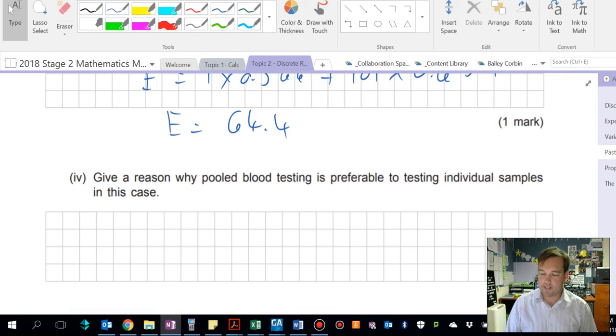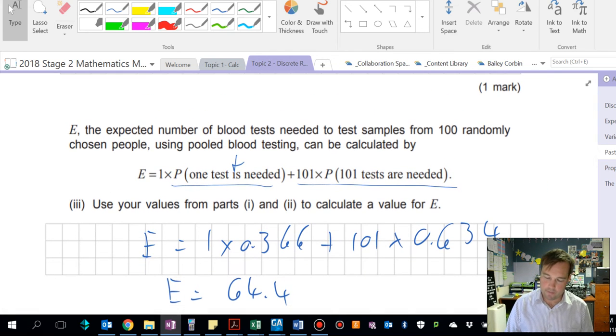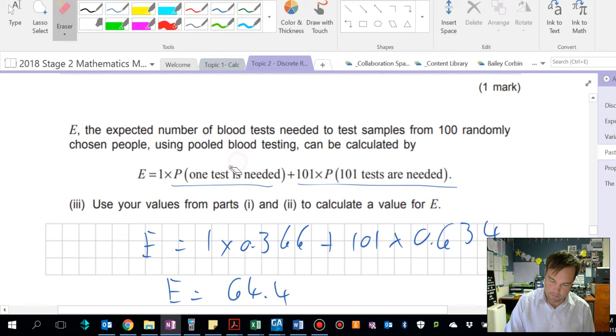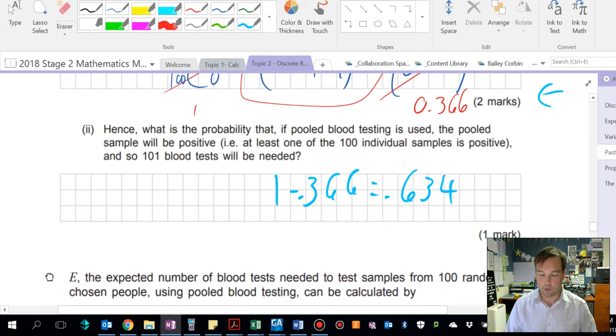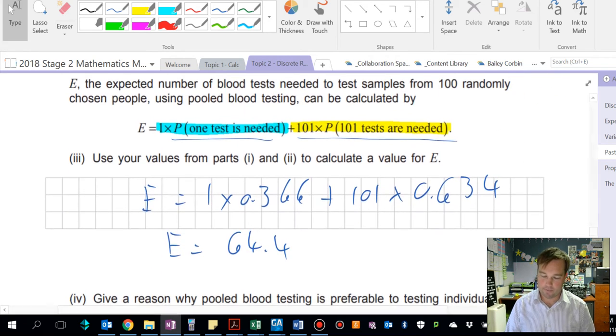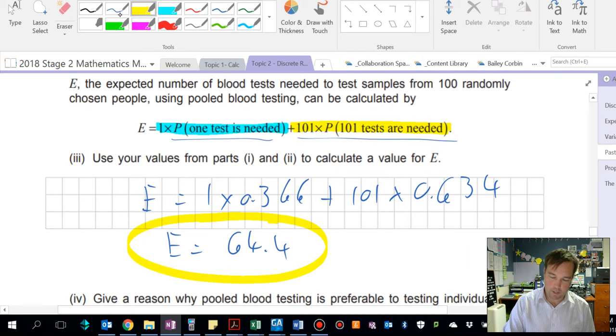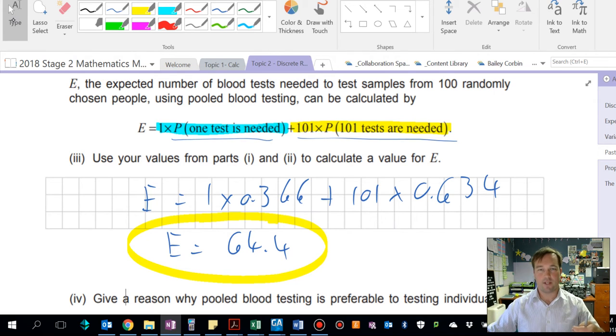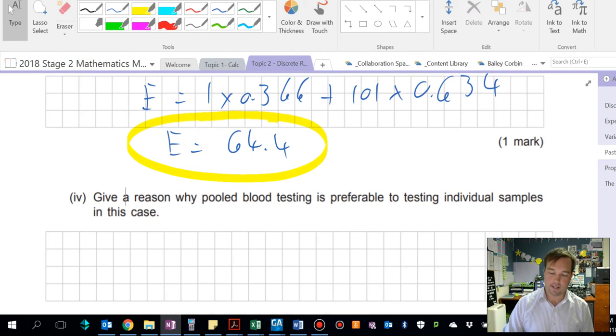Give a reason why pooled blood testing is preferable to testing individual samples in this case. Alright, so what this is saying is the two possibilities are either the pooled blood test is all negative, so only one test is needed, or the pooled blood test is positive, so 101 tests are needed. But the expected outcome for this particular probability of having the virus, 0.01, is 64, which is better than the alternative of testing every individual. So if we were to test 100 individuals, the expected number of tests is 100, but using pooled tests, the expected number of tests is 64.